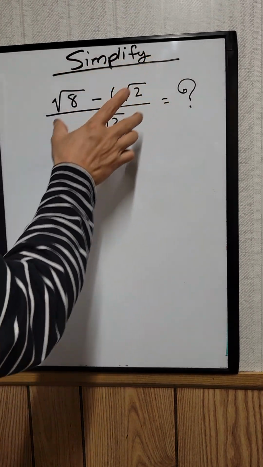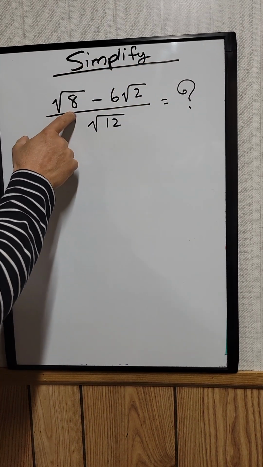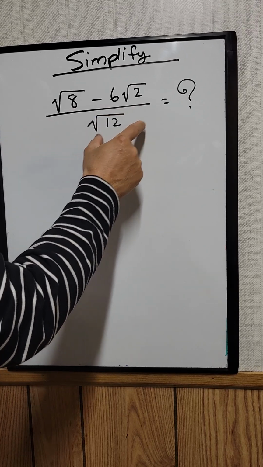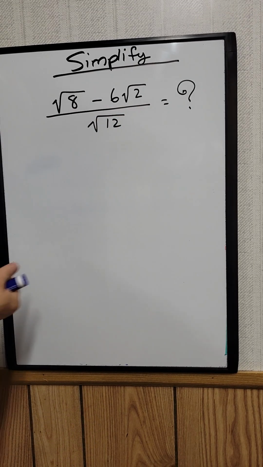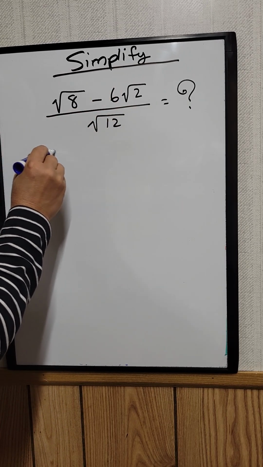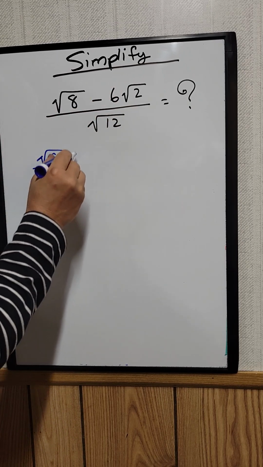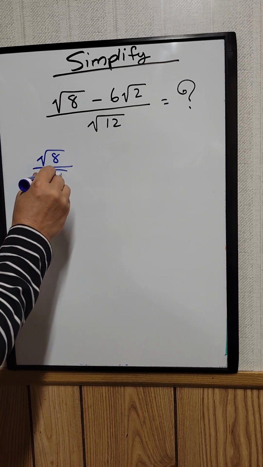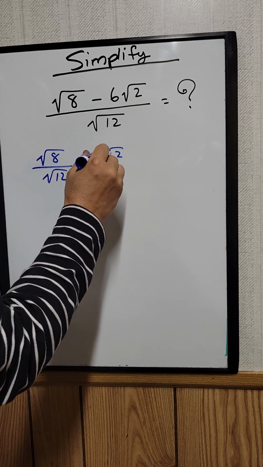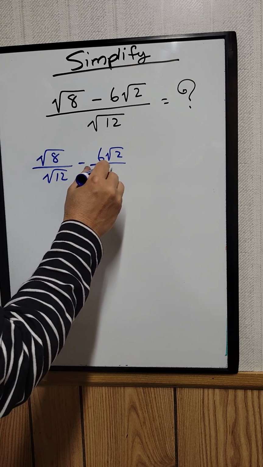Let's simplify this math expression right here. There's a square root of 8 minus 6 times the square root of 2 divided by the square root of 12. What is it equal to? So first let's rewrite this math expression. We can rewrite that as the square root of 8 divided by the square root of 12 minus 6 times the square root of 2 divided by the square root of 12.